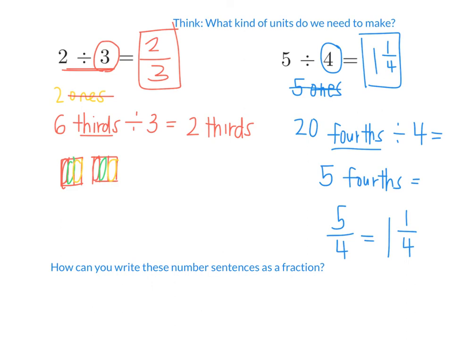How can you write these number sentences as a fraction? Well, we just did. 2 divided by 3 is 2/3. 5 divided by 4 is 5 what? 5/4. Very good. And so this proves to you using unit form and using pictures that when you see a division sentence, you can think of it as a fraction. Or when you see a fraction, you can think of it as a division sentence. Make sense?